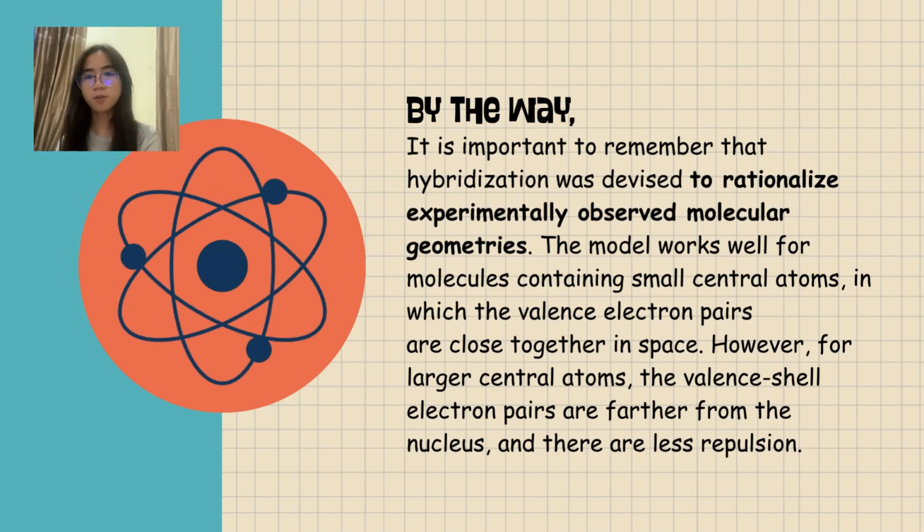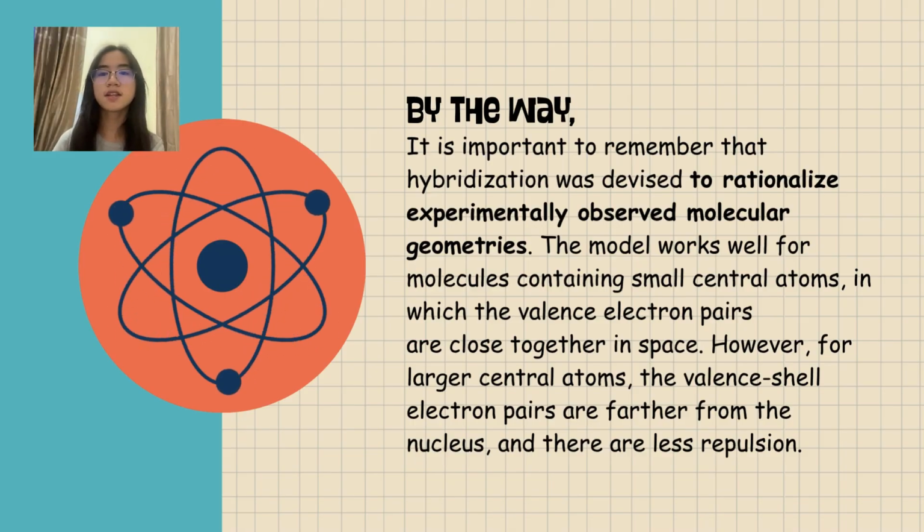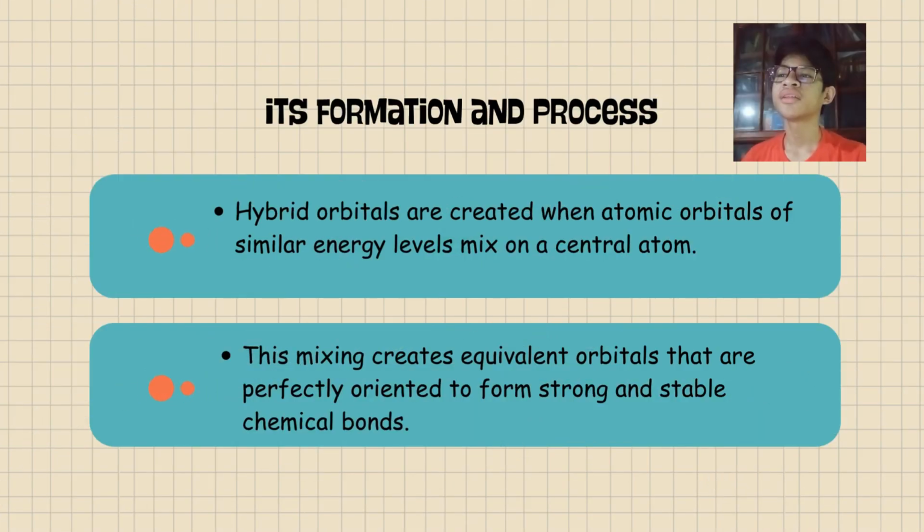The model works well for molecules containing small central atoms in which the valence electron pairs are close together in space. However, for larger central atoms, the valence shell electron pairs are farther from the nucleus and there is less repulsion. Its formation and process: hybrid orbitals are created when atomic orbitals of similar energy levels mix on a central atom. This mixing creates equivalent orbitals that are perfectly oriented to form strong and stable chemical bonds.